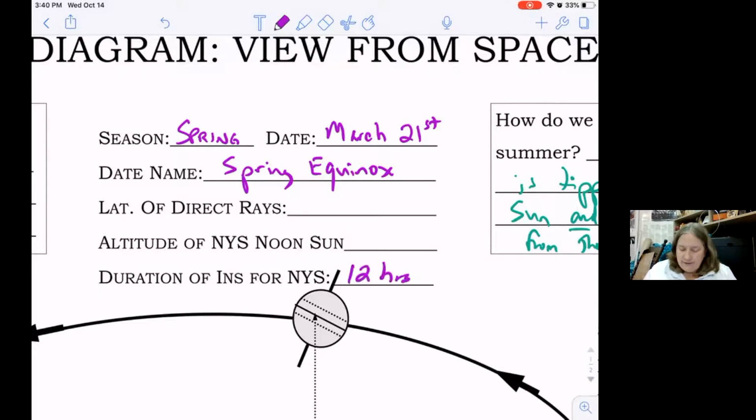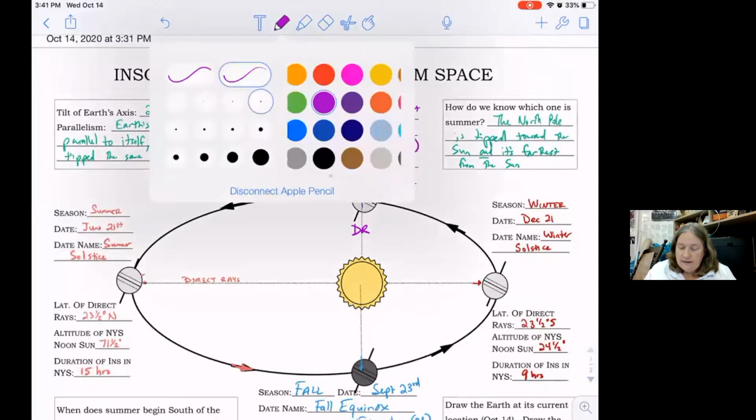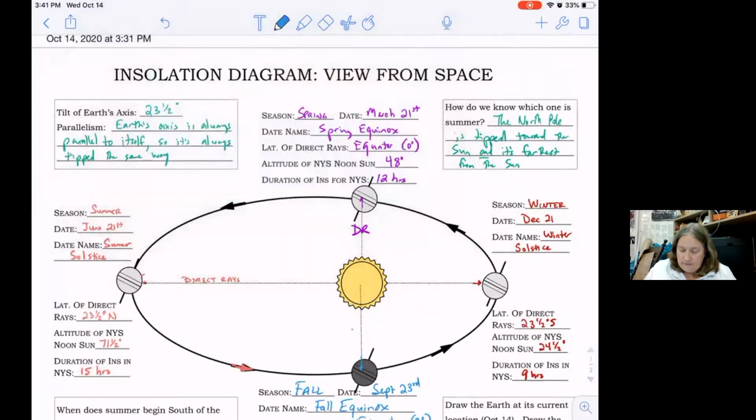The latitude of the direct rays is once again on the equator. I forgot to put direct rays there. So it's on the equator, which of course is 0 degrees. And the altitude of the noon sun for us is once again 48 degrees. The numbers are the same for the equinoxes. I should have written direct rays down here on this one. And I should have written direct rays on this one. All right, so that is that information.